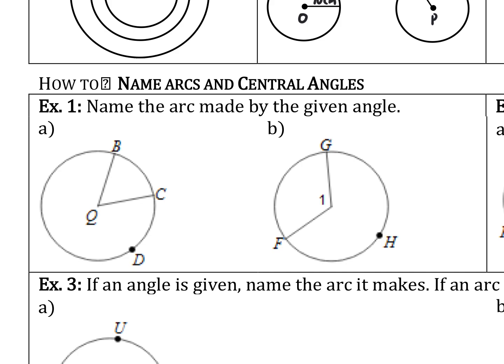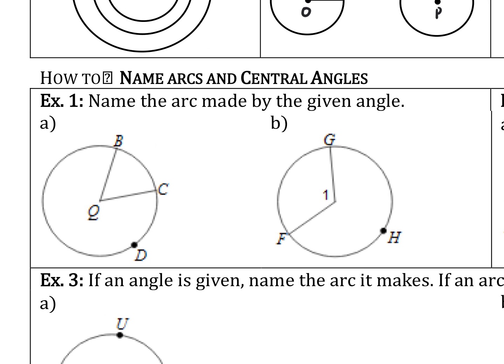How to name arcs and central angles. Let's look at this one. Name the arc made by the given angle. First, let's look at the angle here. What angle has been made here? That's angle BQD. So what is the arc that's being created here? This is the arc being created, and that's called your arc BC.